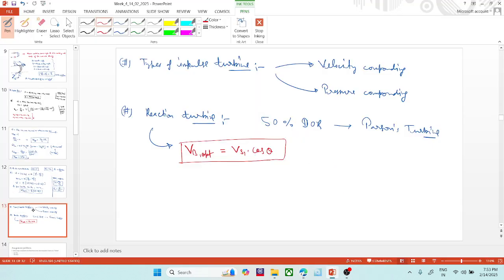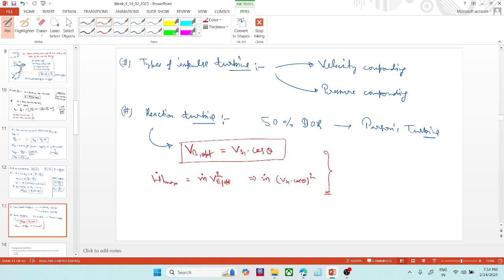Okay, and the maximum work done would be the maximum rate of work done. Basically, the power would be m dot times the optimum blade velocity squared, or it would be m dot times (Vs1 cos theta) whole squared. These are the things for the reaction turbines.